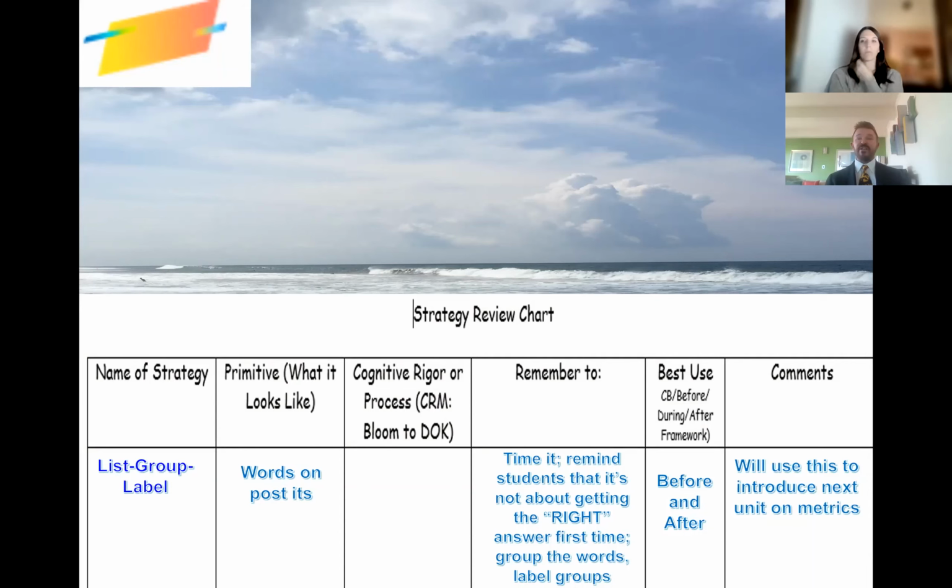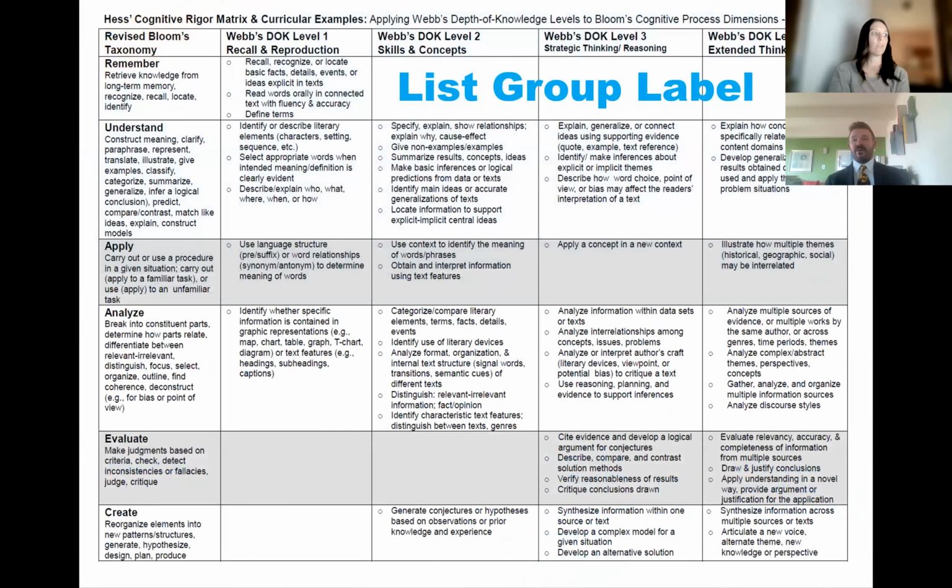Now, notice I've left blank cognitive rigor, or the process of that Bloom and DOK level. So in list group label, I want you to look at the matrix for reading, and make a notation for yourself before I have you vote on it of what's the DOK and Bloom level. Just make a little note for yourself, because then I'm going to put the poll up and let's see how everyone does on this one. So list group label, what's the DOK level first? And then second, what is the Bloom level? That way we find that intersection.